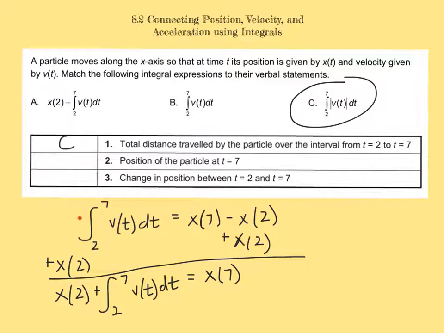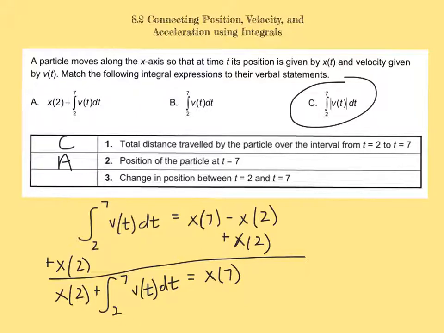So this is just using the fundamental theorem of calculus, understanding that when you integrate velocity, you get position, and just doing some basic algebra to both sides. So that's why our position at time is 7 is taking our starting position and then adding our total displacement, where we're ending up at time is 7.